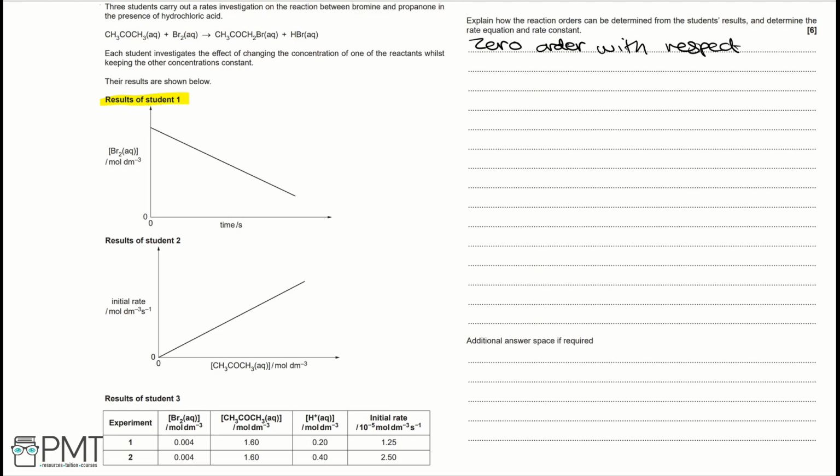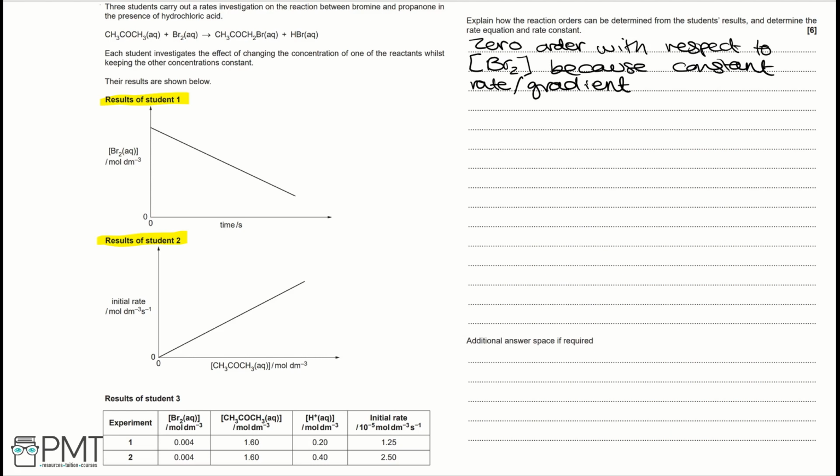So we would say with respect to Br2, in square brackets. And the reason why is because it's got a constant rate. We could also say it's got a constant gradient. Both of these are acceptable at this point. Then if we look at student 2, that would be looking at the order of reaction with respect to CH3COCH3.